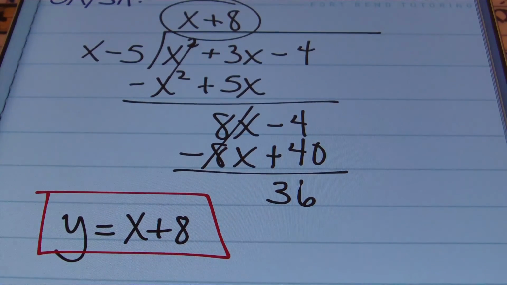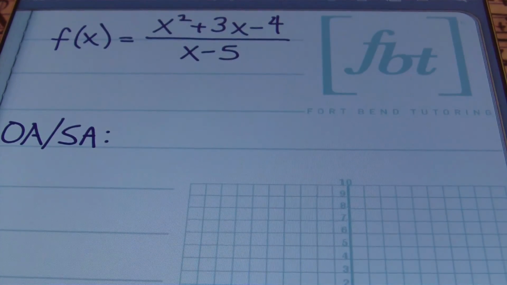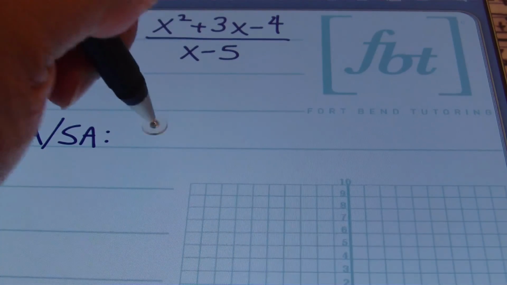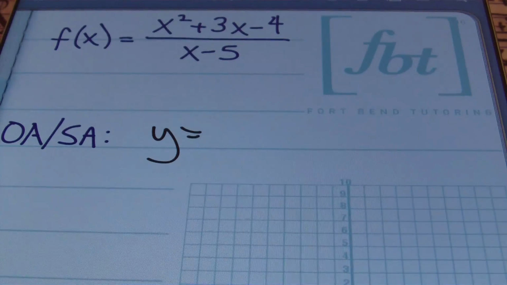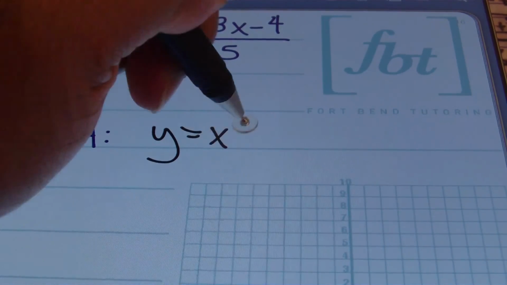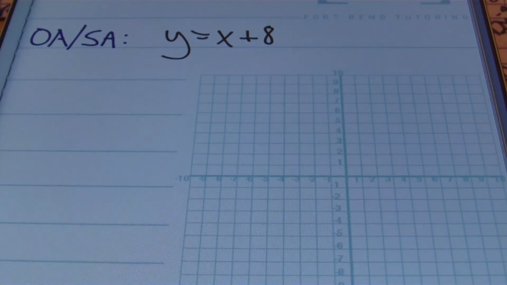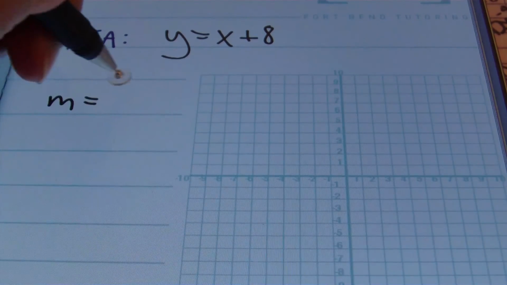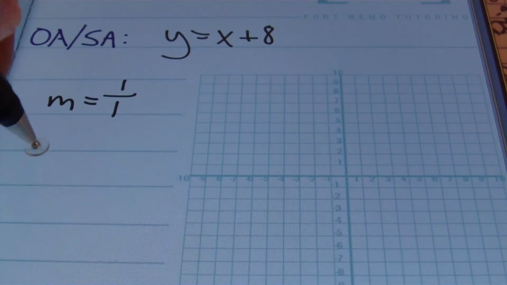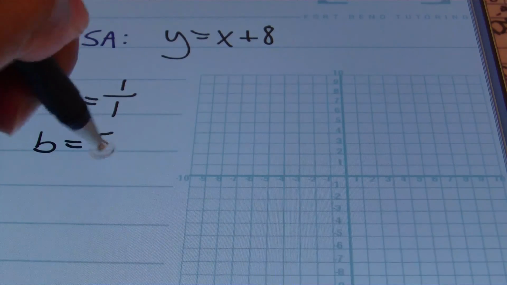Let's go ahead and graph that. We have our original function, f of x equals x squared plus 3x minus 4 divided by x minus 5. We just found that the slant asymptote is y equals x plus 8. All right, so that means that my slope here is going to be 1. I'll write it as 1 over 1. And my y-intercept is going to be 8.